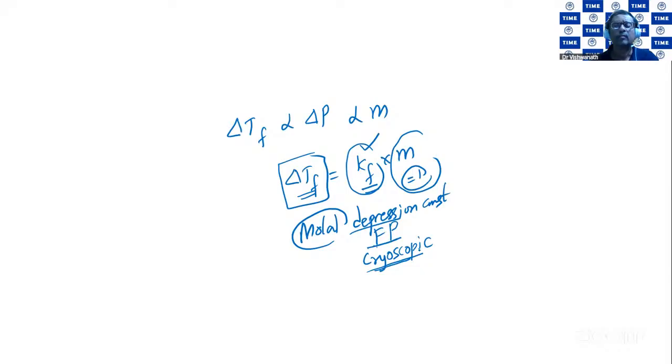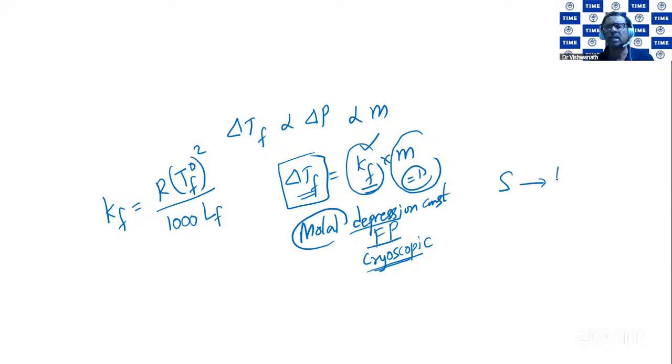So that is how we have delta TF also proportional to M, and KF is very, very similar to what we wrote for KB. This is R TF naught square by 1000 latent heat of fusion or freezing. Both are same. When solid turns into liquid, it is called fusion. When liquid turns into solid, it is called freezing. And both will happen at the same temperature. It's an equilibrium, right? So here, the forward process is fusion. The reverse process is freezing.